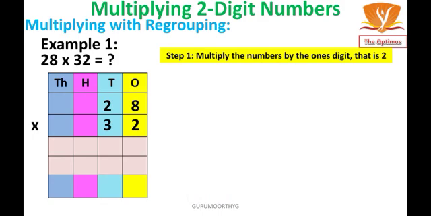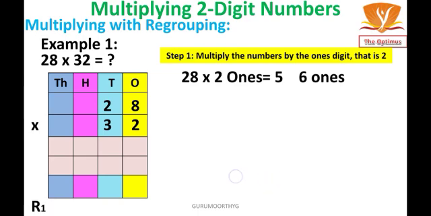Step 1. Multiply the number by the ones digit, that is 2. 28 into 2 ones equal to 56 ones. This 56 ones, I am going to write in row 1.